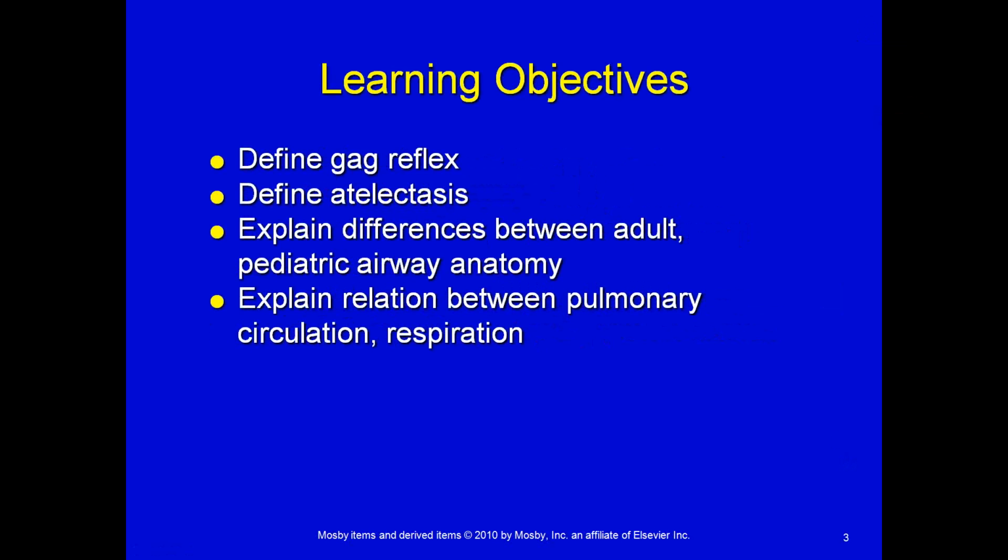Some differences to keep in mind about the pediatric airway is that their airway flexes when they lie flat, and by flexing, the chin comes towards the chest when they lie flat, and this all has to do with the size of their head. The occiput is usually quite large in a smaller child, so when you lie them flat on their back, they have a tendency to hyperflex.